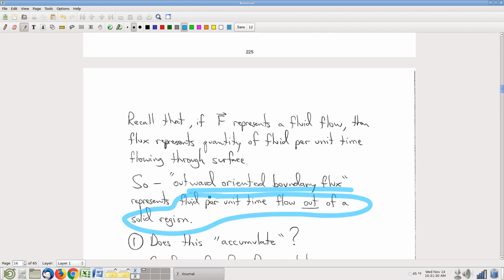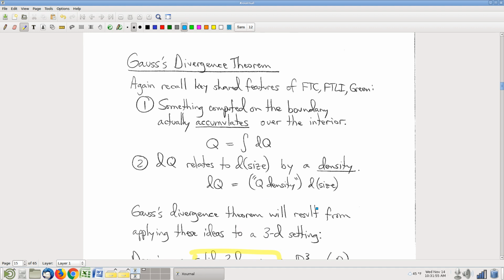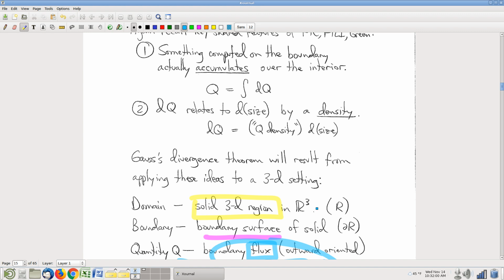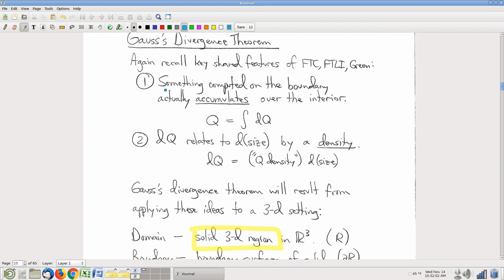Okay, so observation then, this outward-oriented boundary flux represents how much of this fluid is leaving the region. Right, so flux says quantity per unit time of fluid. And if we're looking at quantity per unit time exiting the region, then we're looking at total fluid per unit time that's going out of the region. So anyway, just an observation about what we're talking about. Okay, back to our program over here. We've agreed that boundary flux is clearly computed on the boundary. It's right there in the name.